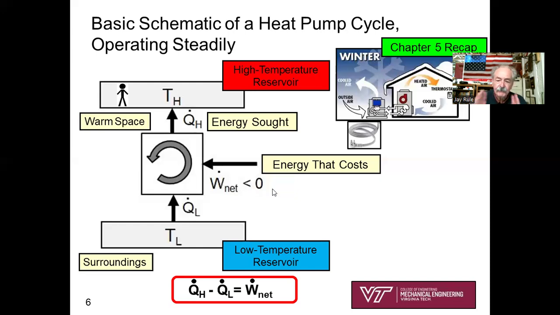And you can see, again, the first law, just visually, look at this. You can see that Q dot H, the energy that you're seeking to put into your house, is simply going to be the sum of what's being transferred from the cold surroundings plus the power required to run this cycle. So you can see that Q dot H is going to be equal to Q dot L plus W dot net. So refrigeration cycle, heat pump cycle, they're basically operating in the same cycle. It's just that the objective is different.